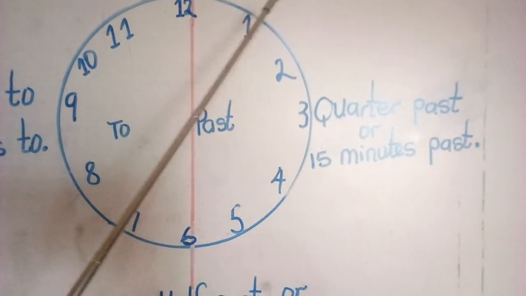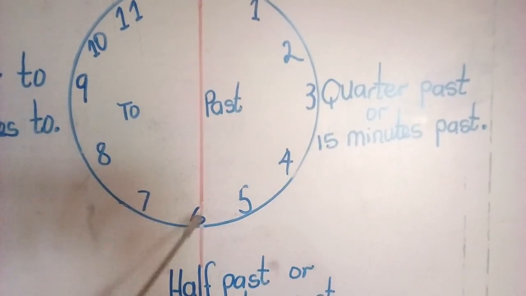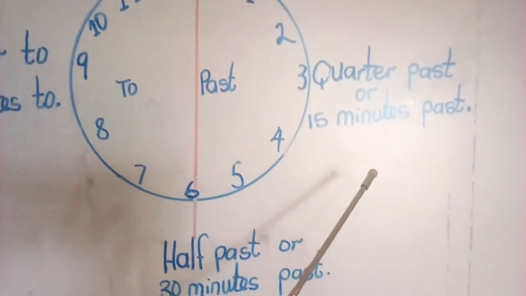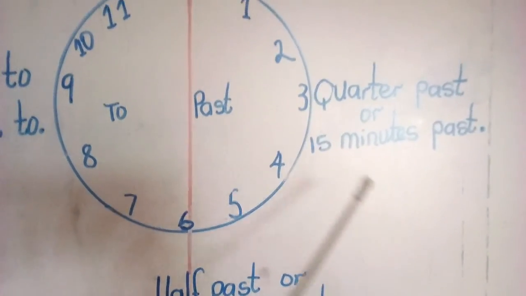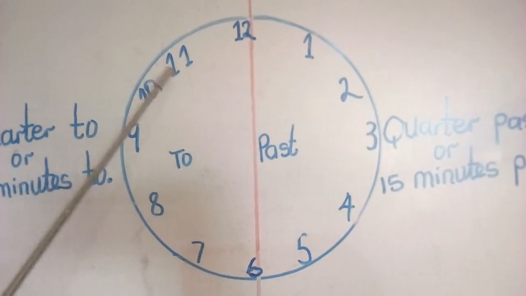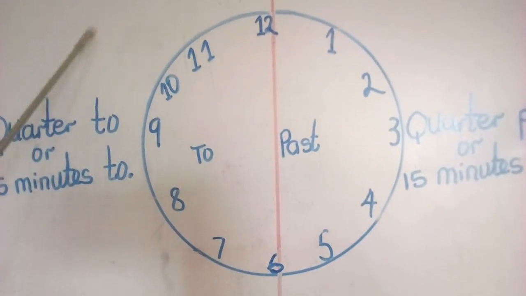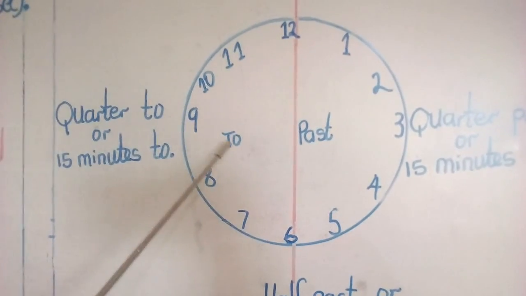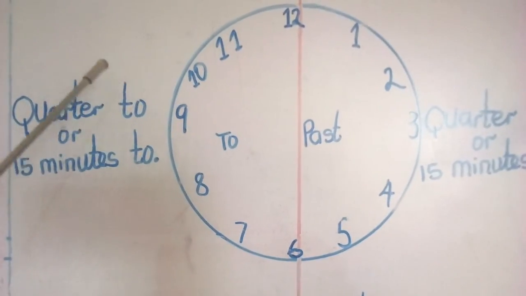This side from 1 to 5, 6 is called past. It's called what? Past. While this side from 7, 8, 9, 10, 11, up to 12, the whole of this side, we call it to. I hope you're saying it.